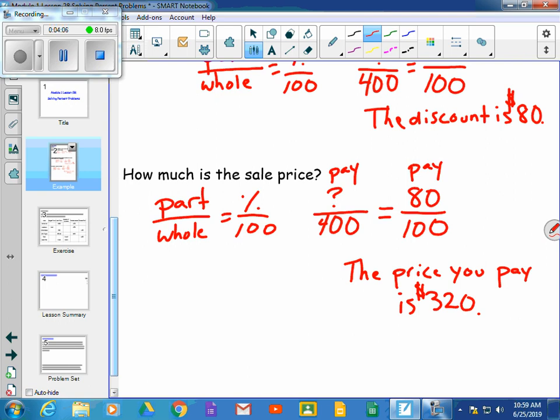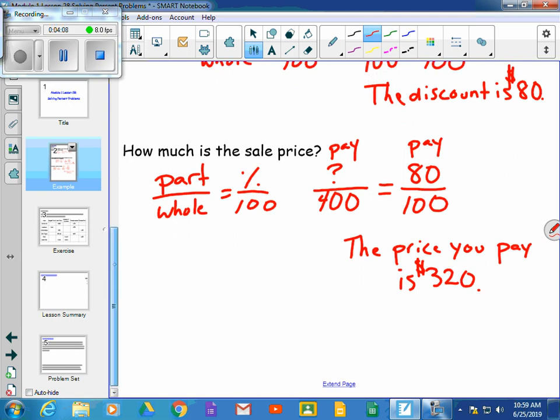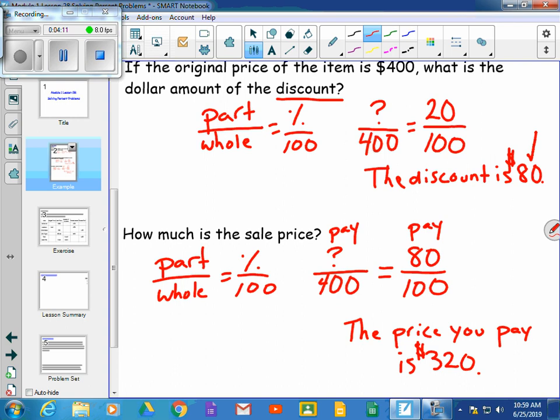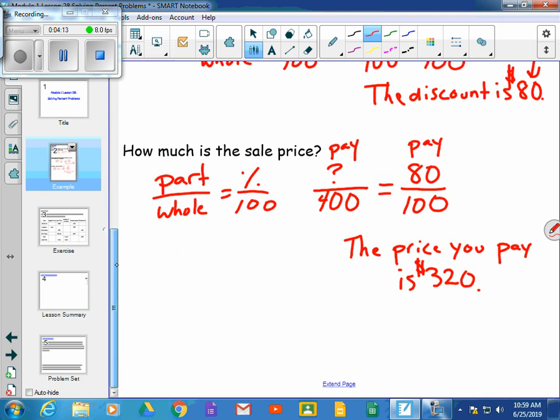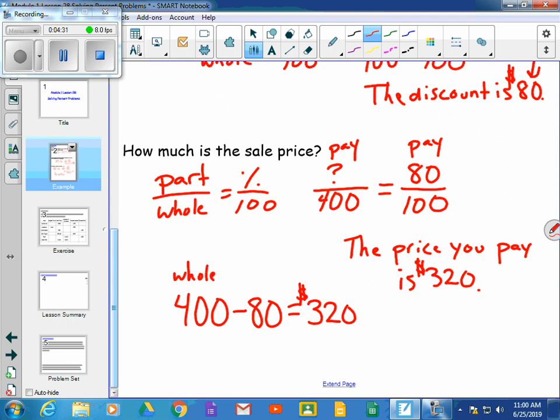Now that's one way. Another way you could do is you think about that we already figured out over here that the discount, the part that you saved, was $80. If the original price is $400, you're going to save $80. You're going to take that away or take that off the original price. And when you subtract them, you get $320. So the whole price, the original price, this was how much you save. This is what you're going to pay. Either method would work fine. Notice we're getting $320.